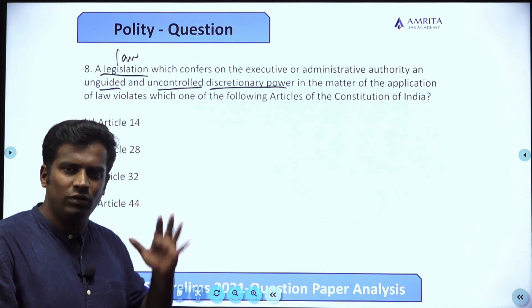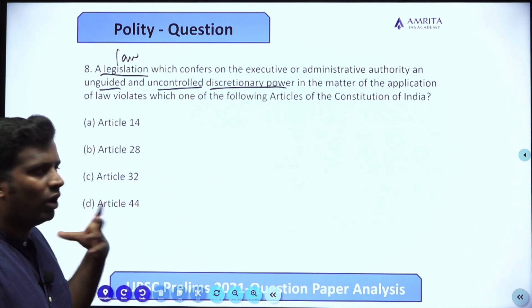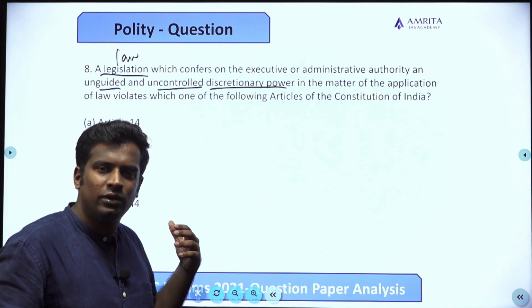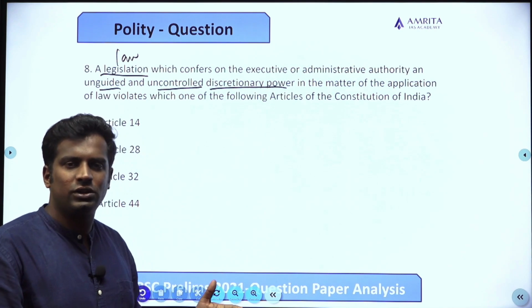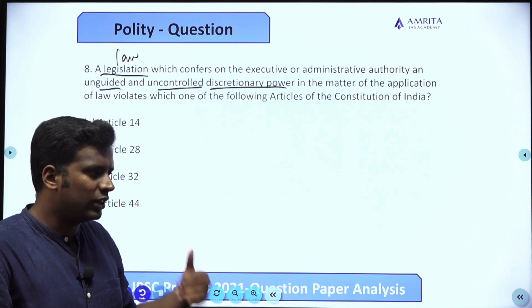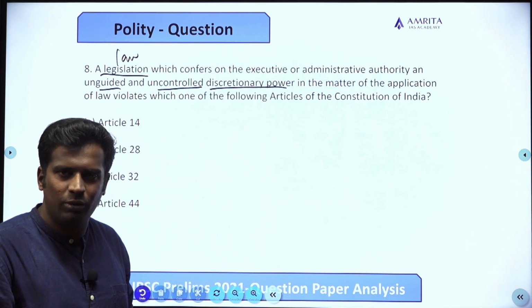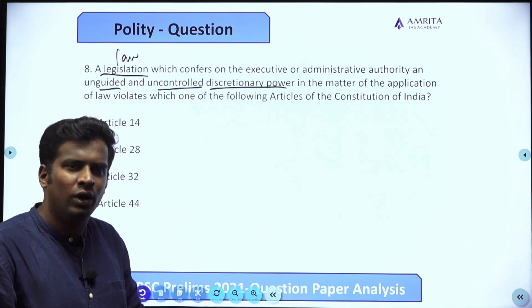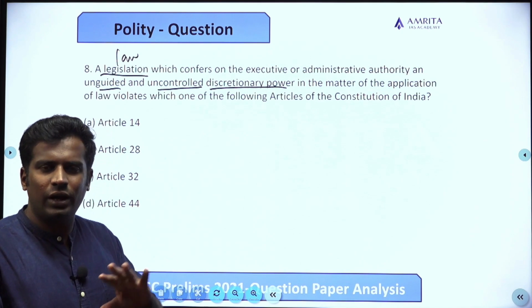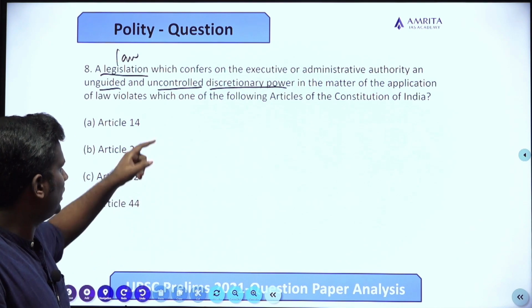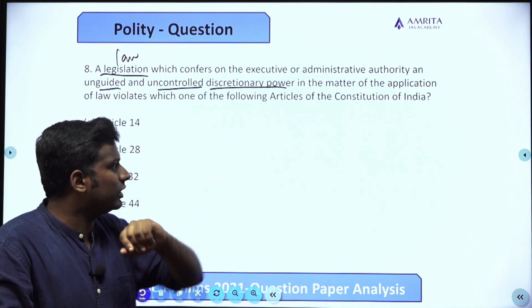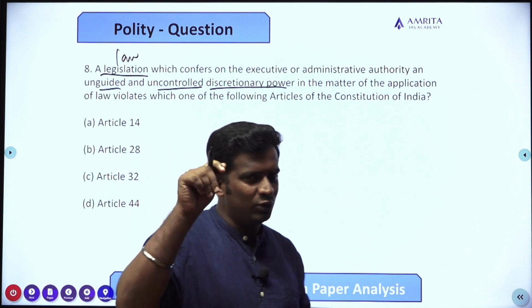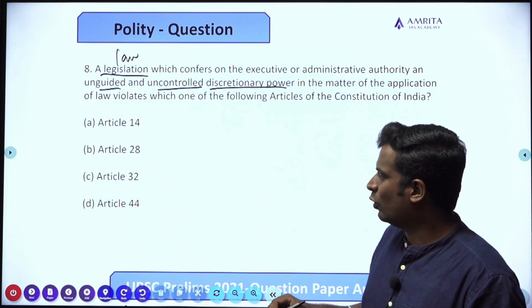This law gives the executive unguided, uncontrolled power in the matter of what? In application of law. That is, while applying law, they can do whatever they wish. It is not necessary that they have to say that the law is applicable for all, the law is applicable to scheduled tribes, this law is applicable to scheduled caste, nothing doing. This law is applicable to women, this law is applicable to children. No, they can do whatever they wish without any sanction. Uncontrolled discretionary power in the matter of application of law violates which one of the articles of the Constitution. So for that, you need to know the articles.